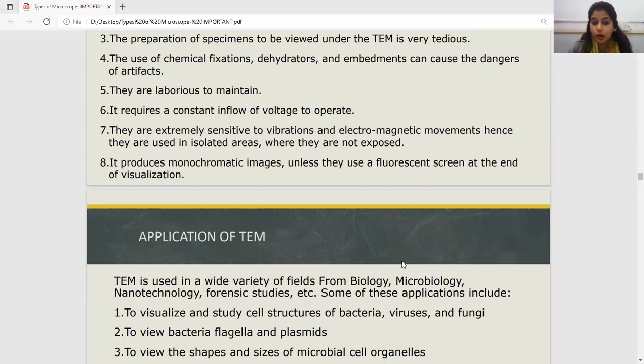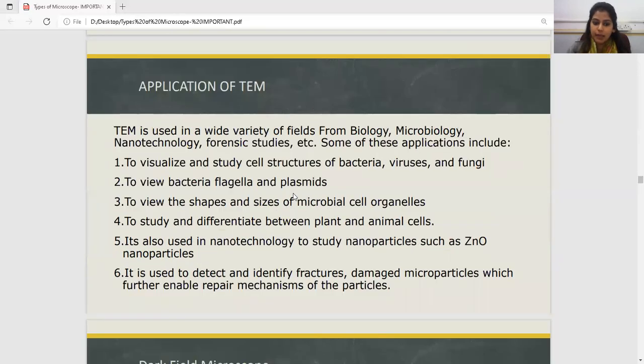It produces a monochromatic image unless they use a fluorescent screen at the end of the visualization. As I told you, under the influence of a fluorescent screen, we can produce a polychromatic image, but if no fluorescent screen is used, we can produce a monochromatic image.